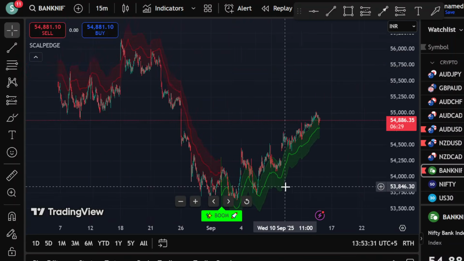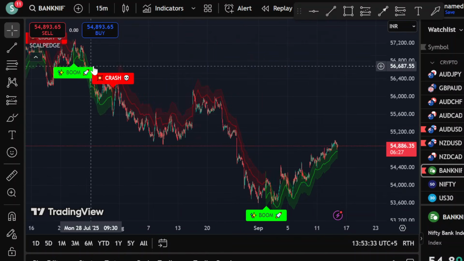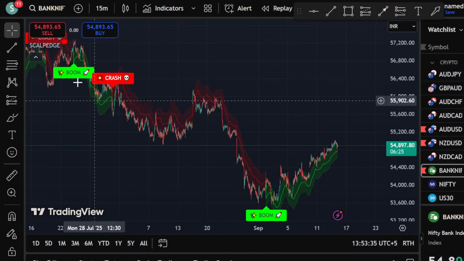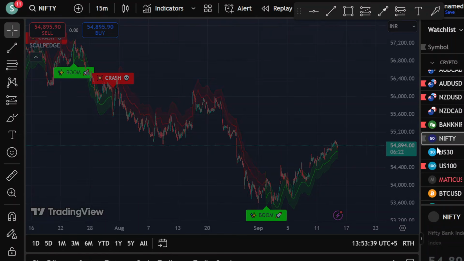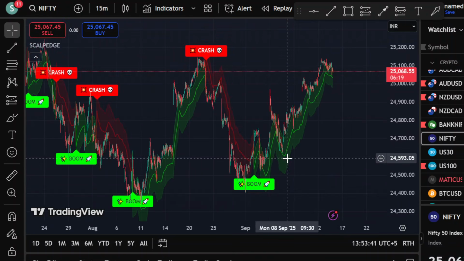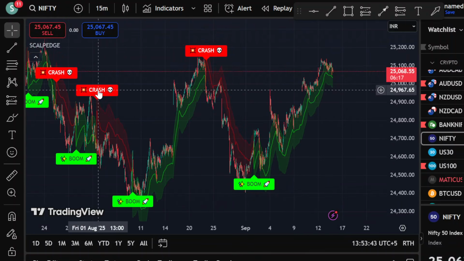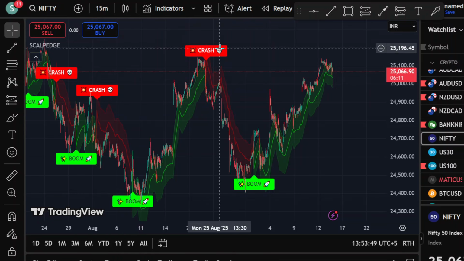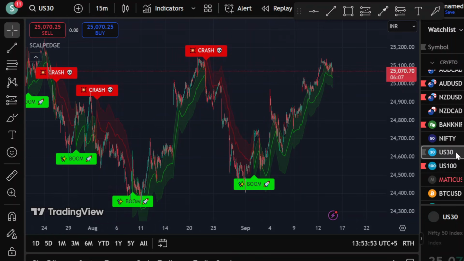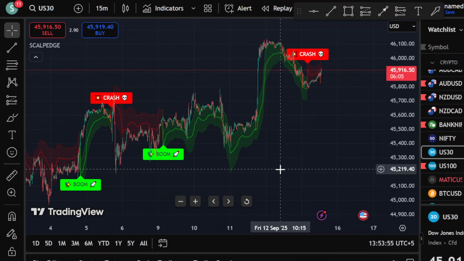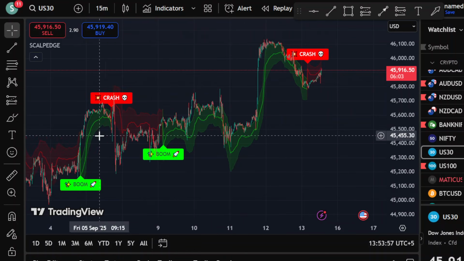Okay, let's have a look at Bank Nifty. Now you can see on Bank Nifty, the crash worked fine, the boom is working fine, one boom has not worked, and we need to avoid consolidation at every cost, because we should not trade during consolidation. Now just look at the last four signals on Nifty 15-minute. You can see crash, boom, they work very well, and even this crash was also good. If we have a look at US 30, crash worked, boom worked, and the crash is on the way.